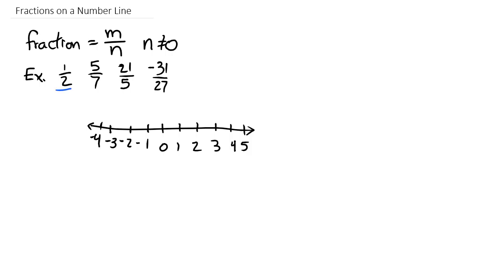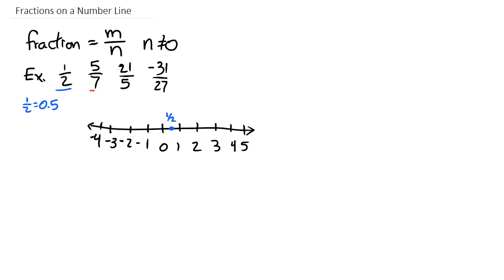So we know that it is smaller than 1, so it's going to be between 0 and 1 because it's positive. And so we know that 1/2, if we were to convert it to a decimal, is equivalent to 0.5. And so we would come in here and halfway between, we would say that 1/2 is right there.